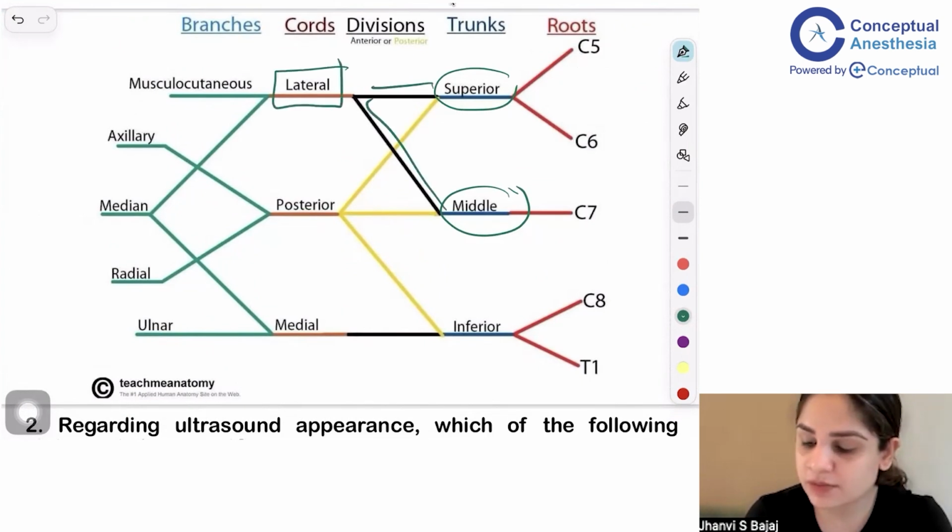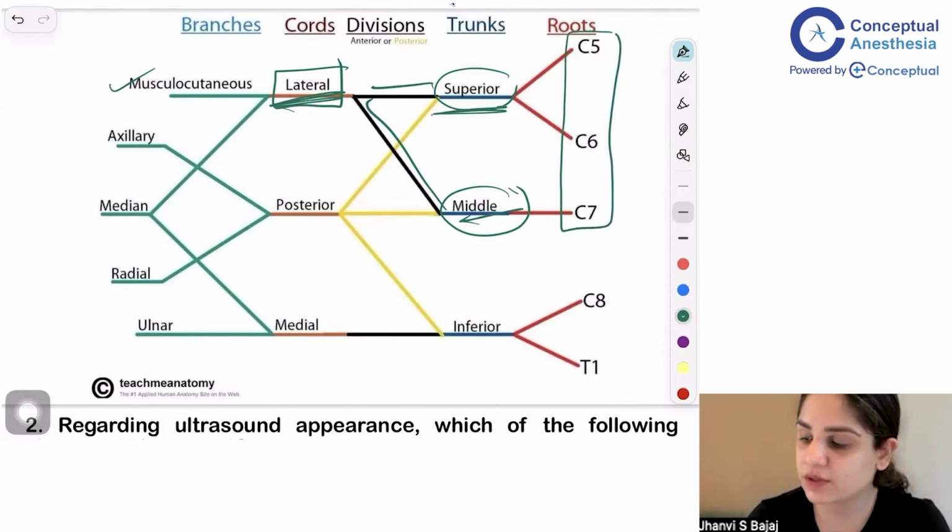So the branches of it, that is the musculocutaneous, then your lateral cutaneous nerve of arm, lateral cutaneous nerve of forearm, all of those branches of the lateral cord are actually coming from the superior and middle trunk, and the nerve roots of that are C5, C6 and C7. Your superior trunk or your upper trunk is formed of C5 and C6, and your middle trunk is formed from C7. From your C8 and T1, you get your contribution to the posterior cord, and you get your contribution to the medial cord, and your branches come from there.